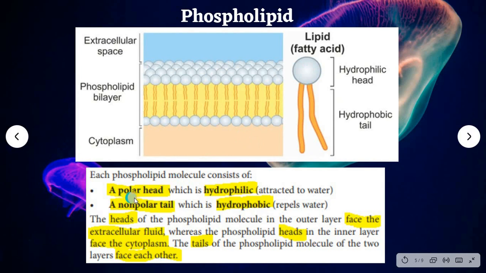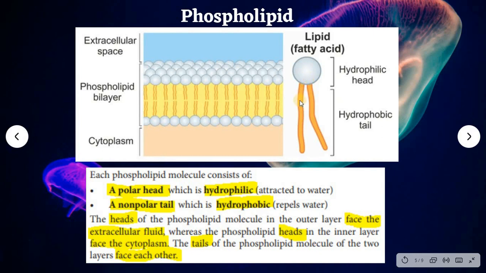Here, a polar head, which is hydrophilic. Hydro means water, philic means love, like the water. So hydrophilic refers to the characteristic of being attracted to the water, or loving the water. Right? So that is a polar head. The polar head is here. Hydrophilic refers to liking water, loving water, attracted to the water.